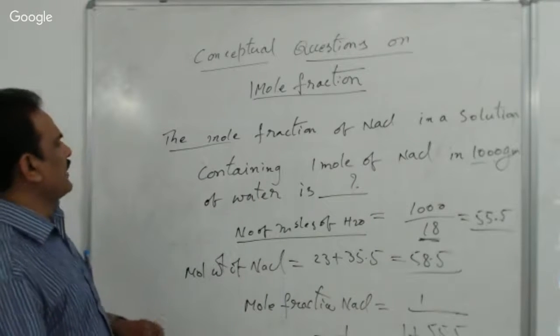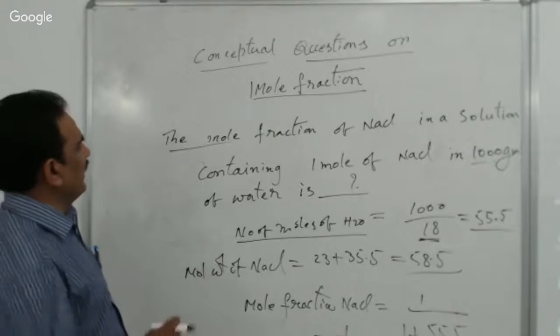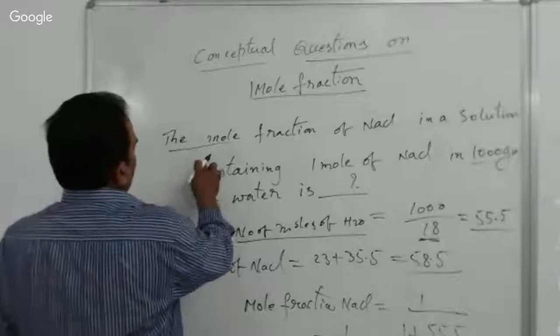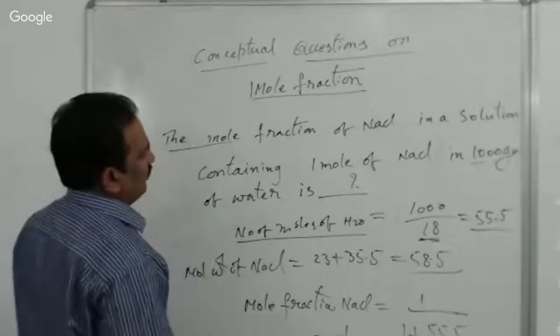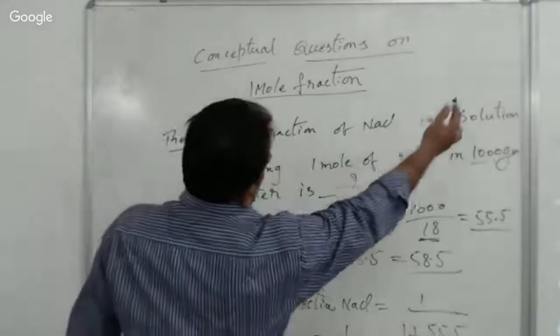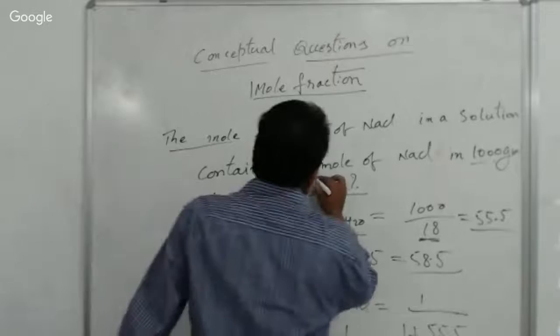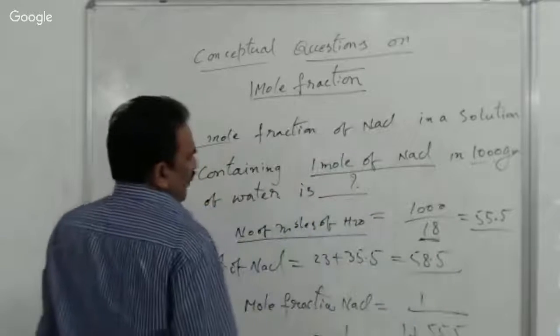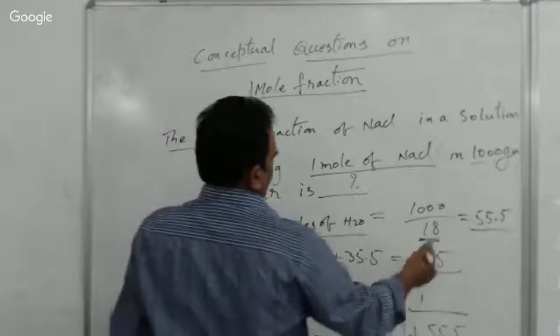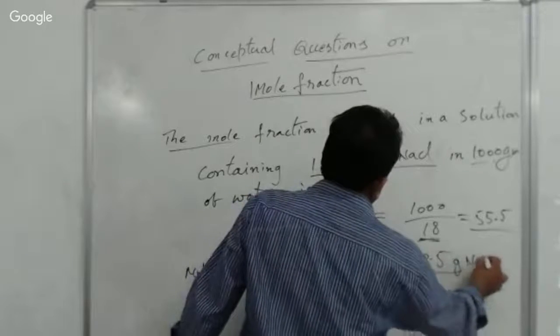Here, try to understand the question properly. Simplification is not the big deal, but from the data in the question, we have to arrive at the answer. The mole fraction of NaCl in a solution containing 1 mole of NaCl. So here I got the information: 1 mole of NaCl is nothing but 58.5 grams of NaCl. This is the weight of NaCl.